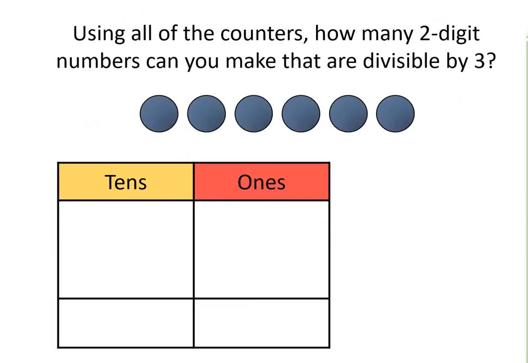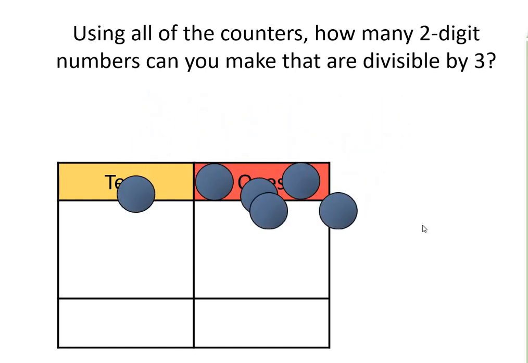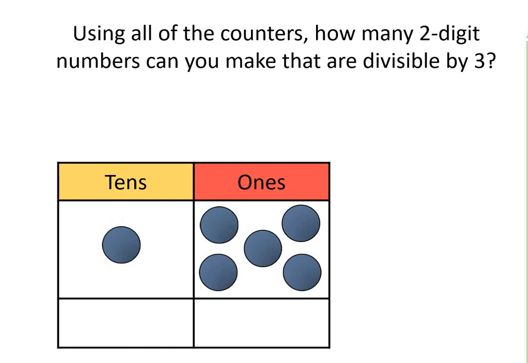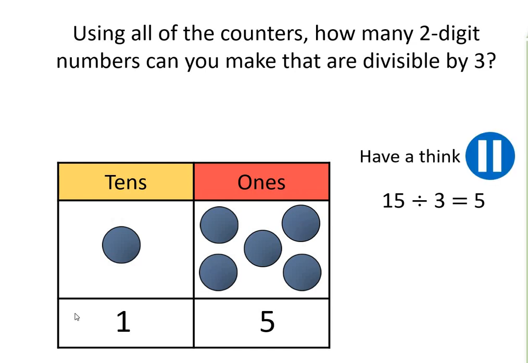Here's a challenge for you. Using all of the counters, how many 2-digit numbers can you make that are divisible by 3? Here's an example for you. I can use the counters by putting 1 in the tens and 5 in the ones, which is 15. 15 divided by 3 is 5. Now, have a think. How many more can you come up with? Pause the video and have a go.